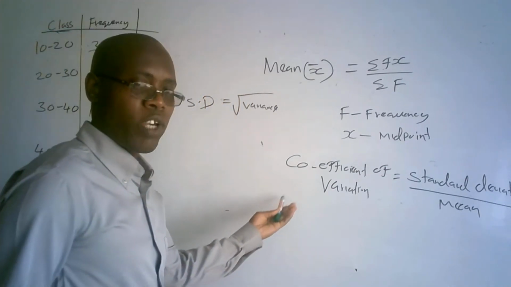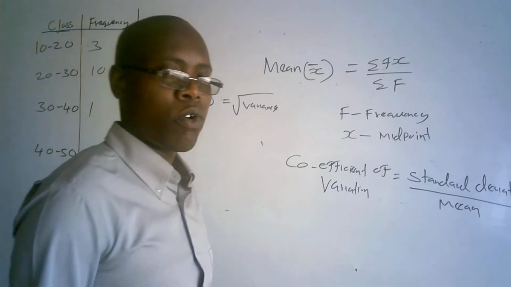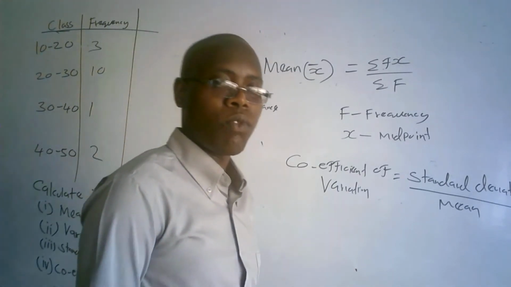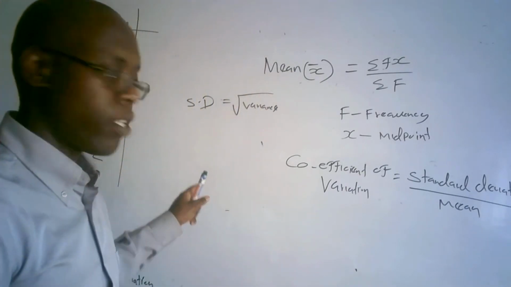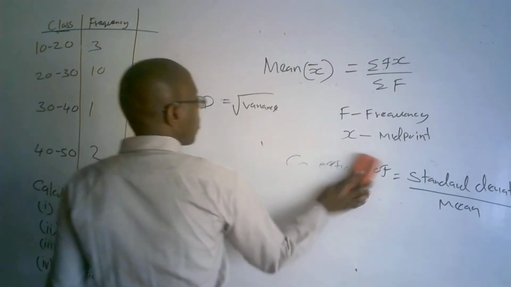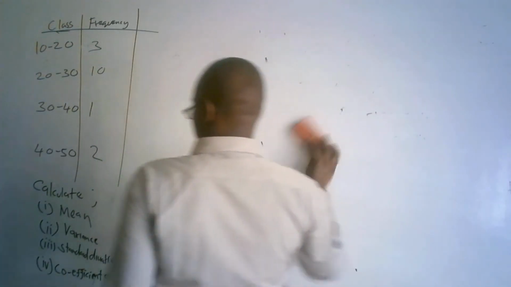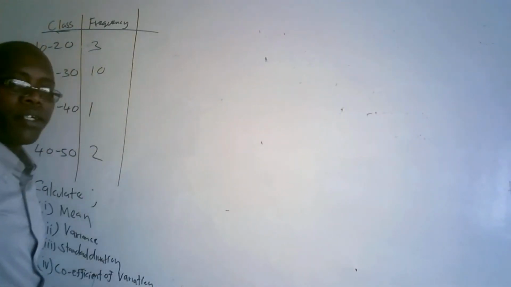The answer that we get under the coefficient of variation should always start with 0 point something. So we are going to be able to know that when we are going to do this kind of particular practical example here. So now let us start calculating, and we are going to start with the mean.